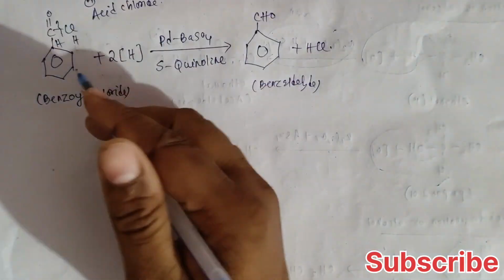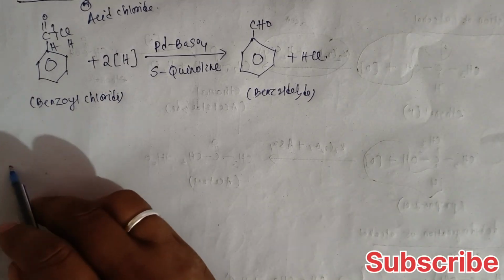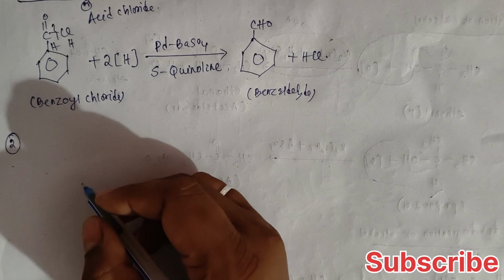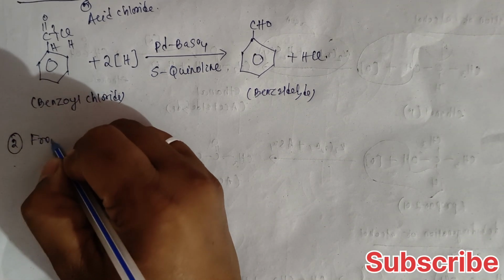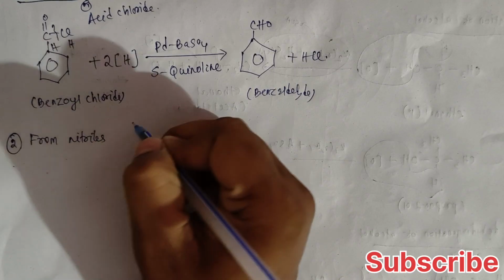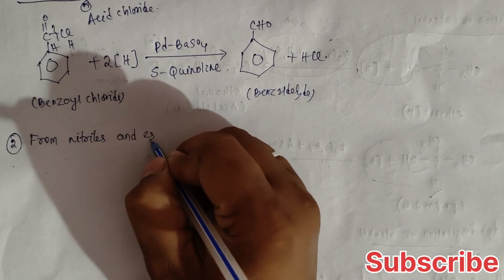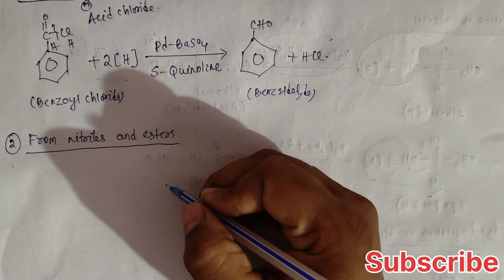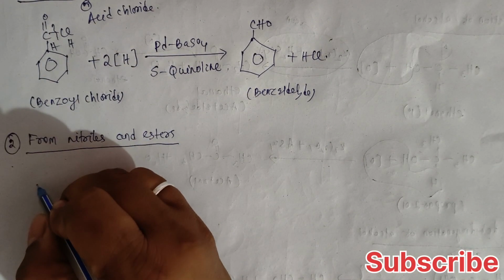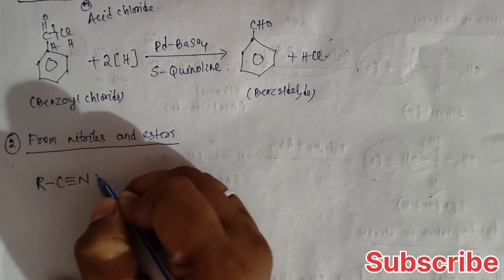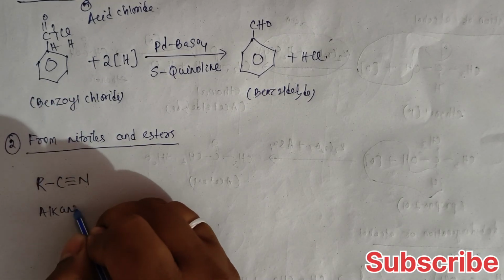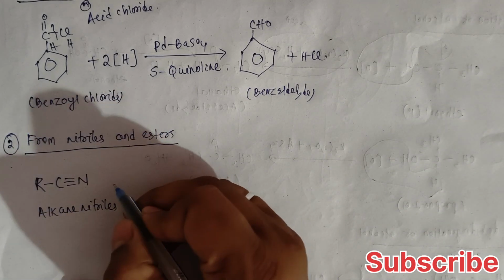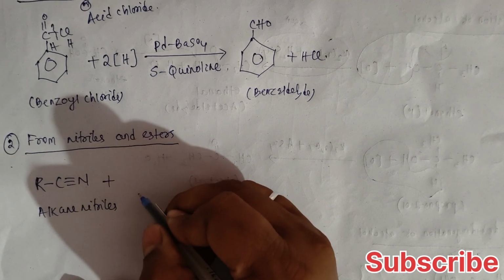Now come to the second method of preparation, from nitriles and esters. What are nitriles? Nitriles means RCN, RC triple bond N. These are called alkane nitriles, and the common name is alkyl cyanide. This alkyl cyanide undergoes reduction.